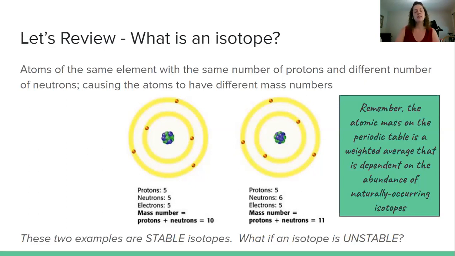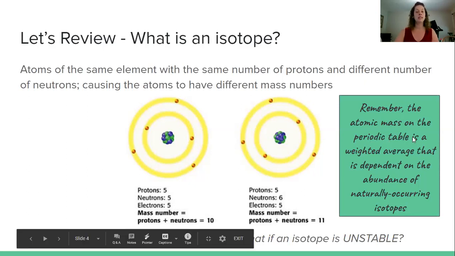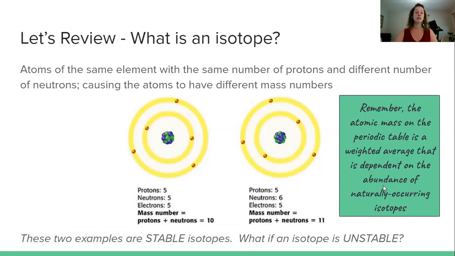What if an isotope is unstable? And that's what we're going to continue with on the next slide. A little reminder is the atomic mass on the periodic table is the weighted average that is dependent on the abundance of the naturally occurring isotopes. So what I mean by abundance is how common they are.